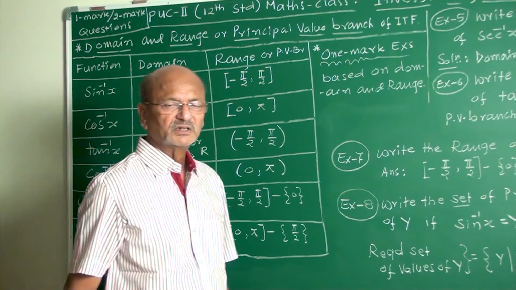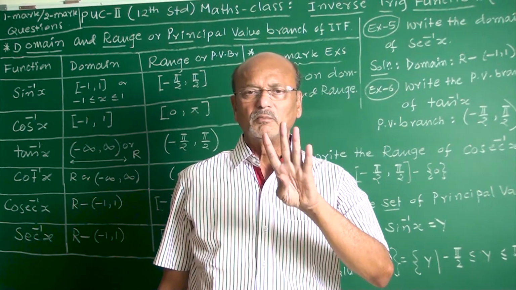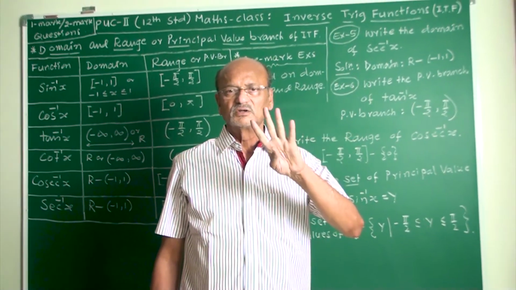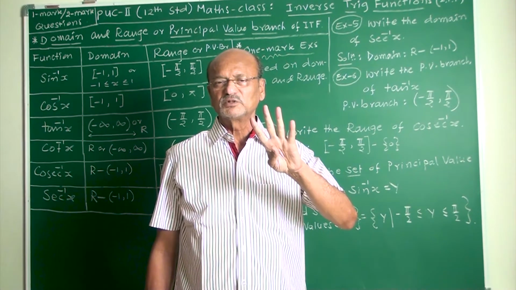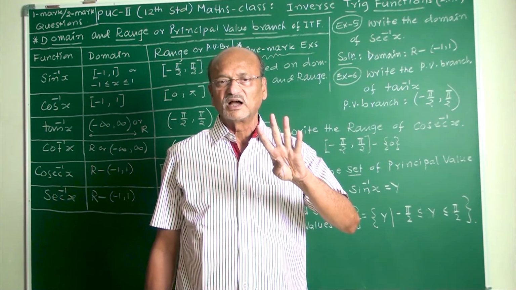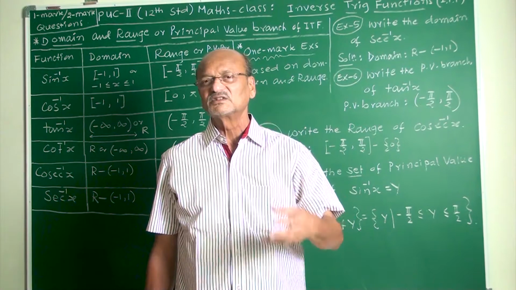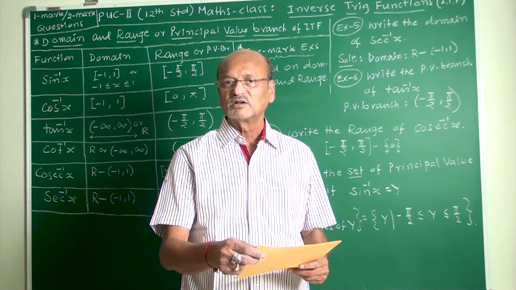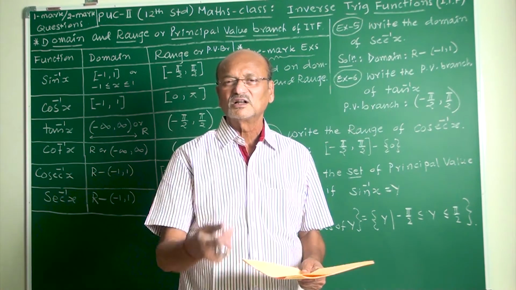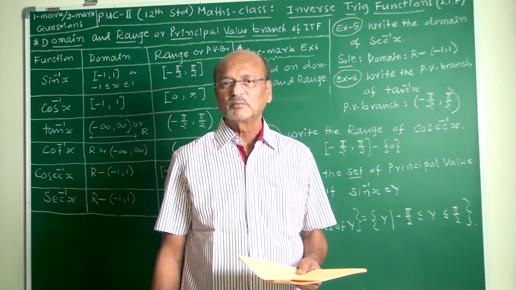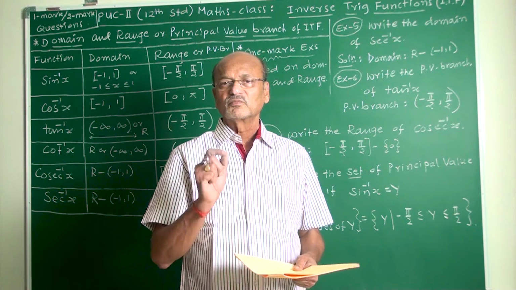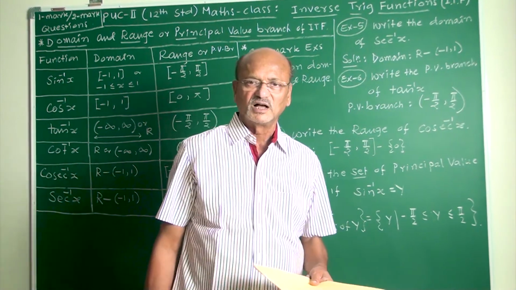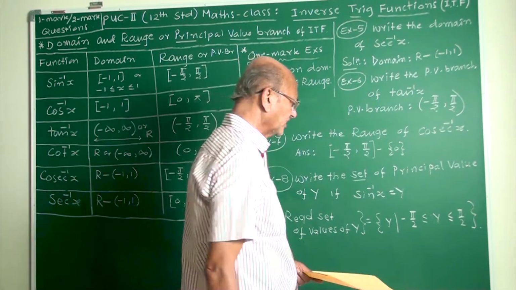Then I do 3 or 4 examples, multiple choice questions based on domain and range. Multiple choice means objective type of examples. I do some sample examples, 3 or 4. 2 are your textbook examples, another 2 a little higher side. These examples have been taken from your exemplar book, my friends. See them, I write all these 4 and I will explain it.